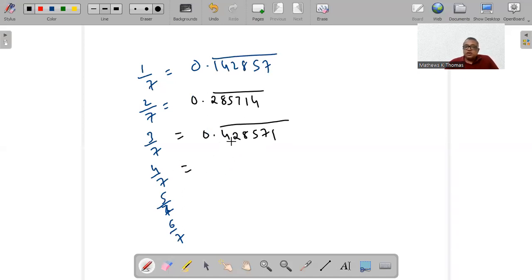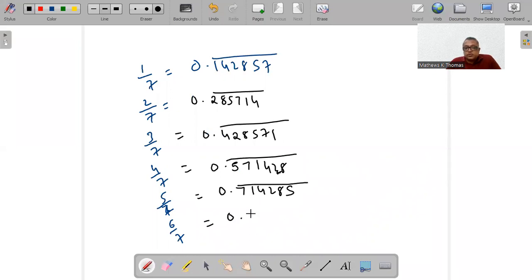So 4 by 7. Now after 4, in terms of value, the next number is 5. So my next answer will start with 5. So this will be 0.571. Come back here 4 to 8. And I'm going to get 0.571428. After 5, there is 6, but there is no 6 in the series. So I'm going to start with 7, 0. I will have 7, 1, 4, 2, 8. Come back here 5. The last one, after 7 will come 8.